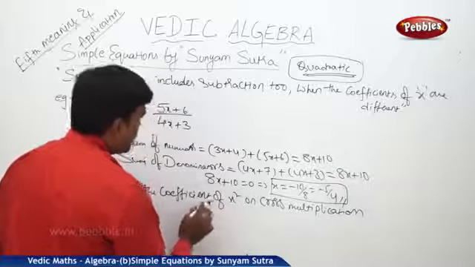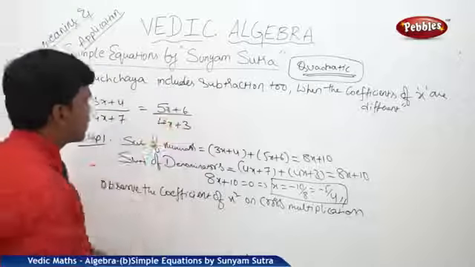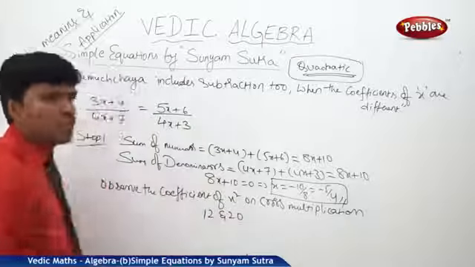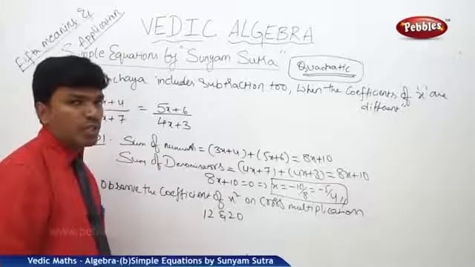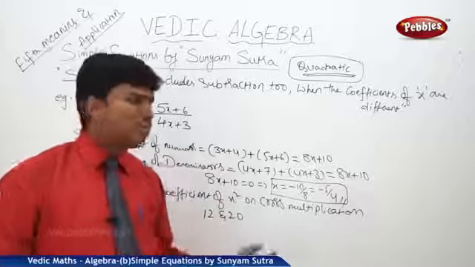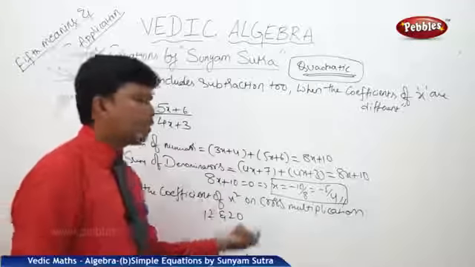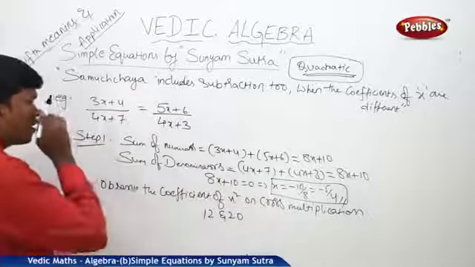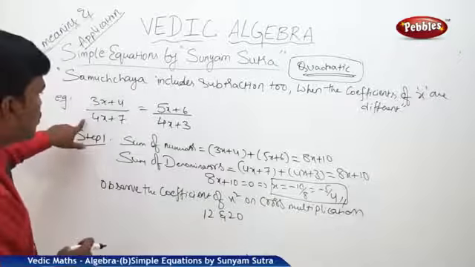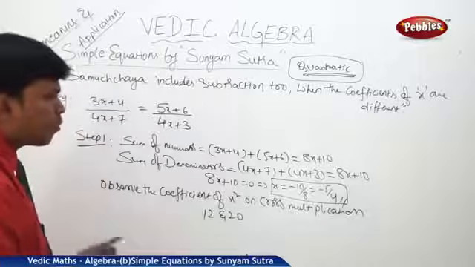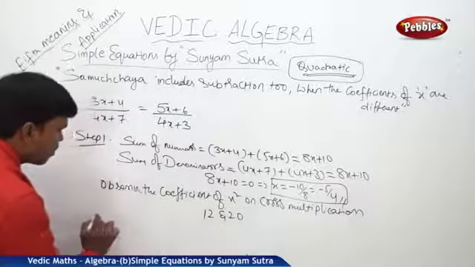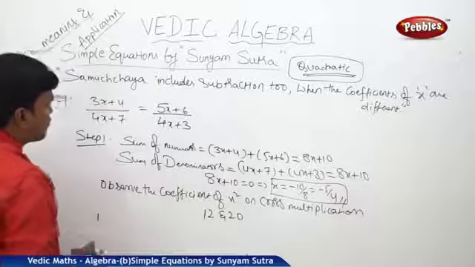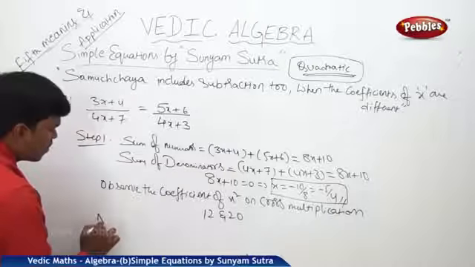If you observe the coefficient of x square on cross multiplication, how much is it here? 3 4s are 12, 5 4s are 20. It's simply 12 and 20. So both are not equal, both are different. Whenever you observe both the x square coefficients are different, the next step immediately you need to do is simply take the difference of the numerator as well as denominator on both the sides.